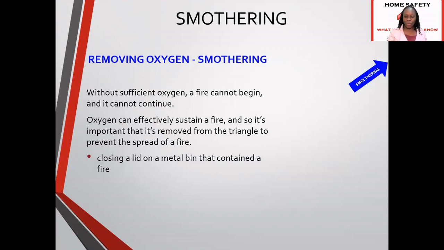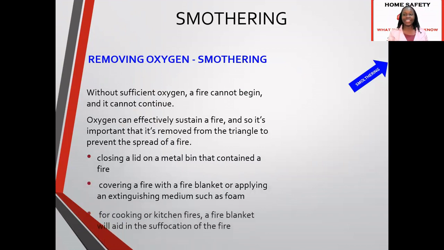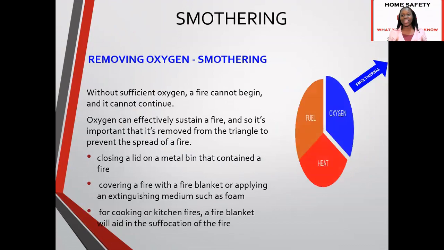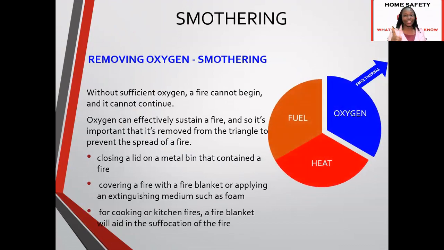The third one is smothering, which is removing the oxygen. When we remove oxygen from the fire, it is called smothering. We said in a previous episode that oxygen is available in the atmosphere at 21%, but we can manually remove the oxygen, because we need 16% oxygen for any fire to burn. So when we remove the oxygen manually, we smother the fire and break the chain.